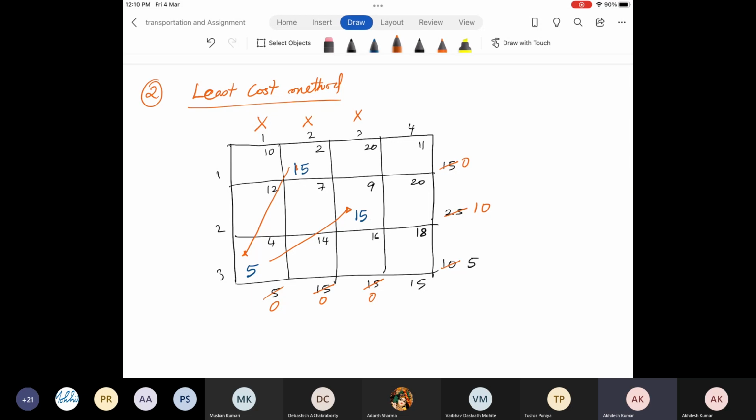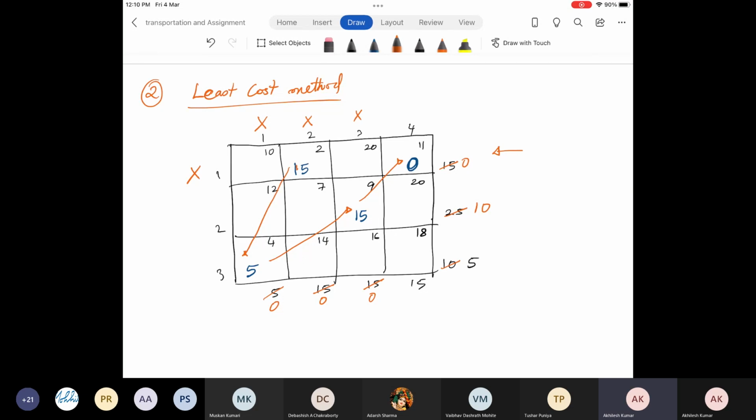Good so far. Now amongst the uncrossed columns or rows, what is the minimum cost we have? 18? See, 11, but this row is not crossed. So now I will go to 11. How much maximum can I allocate here? 0. Now I can cross this row.